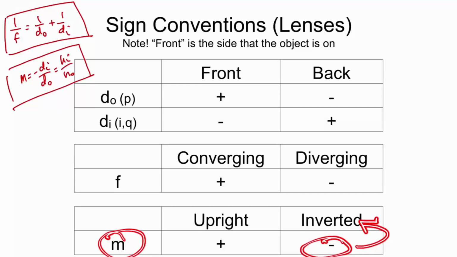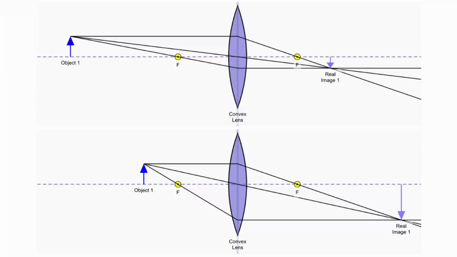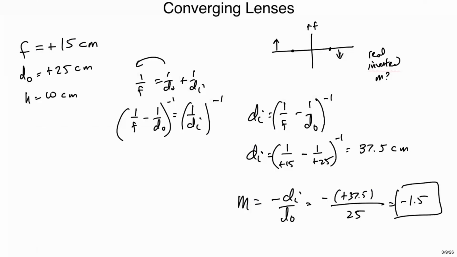It's got to be inverted. And in fact, we saw that from our ray diagram, right? And so I'm happy with the minus sign. In this case, 1.5, what does that mean?